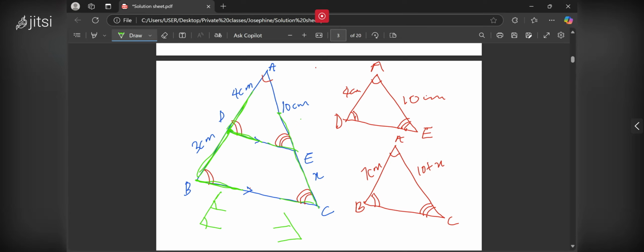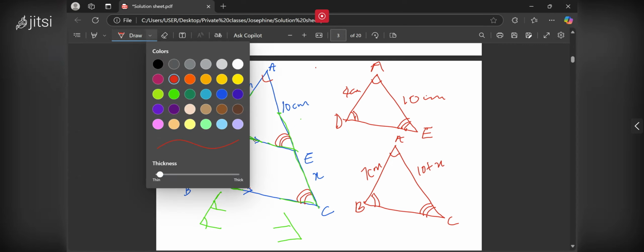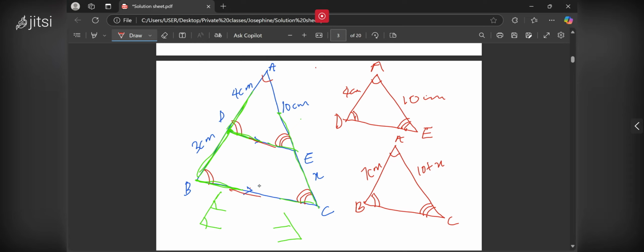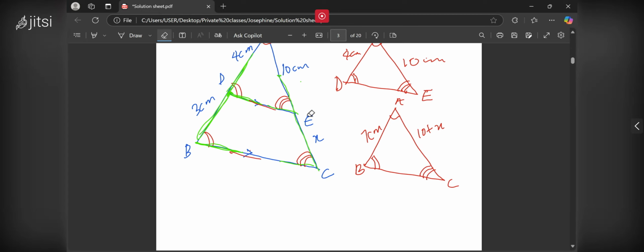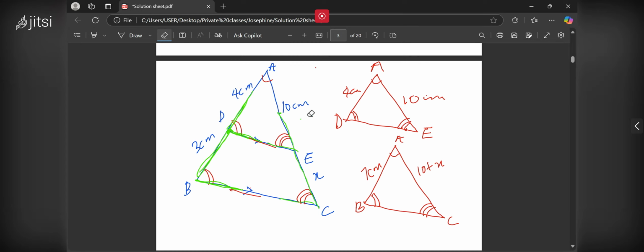But the condition is that the lines that connect them must be parallel. If this line and this line are not parallel, this will not work. I hope that is clear. Having known that, we have separated the angles and the triangles. The next step is to write out the ratio of corresponding sides.